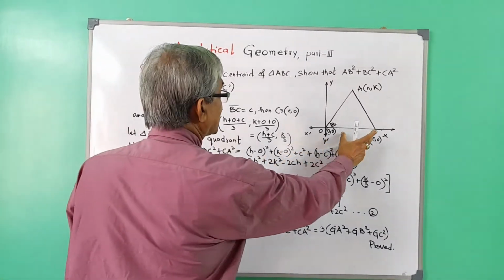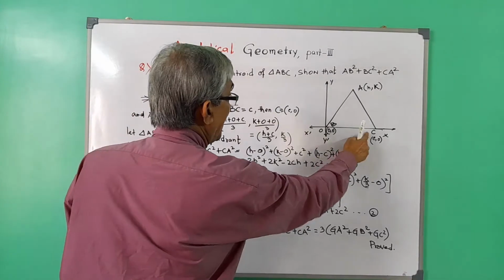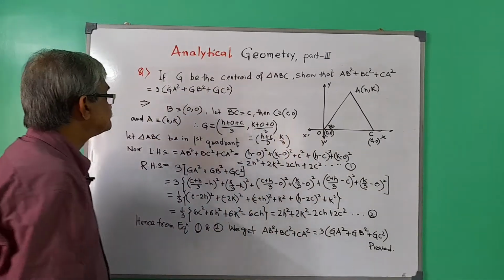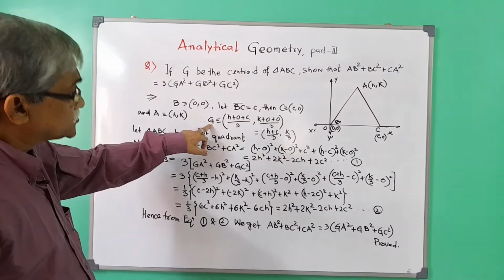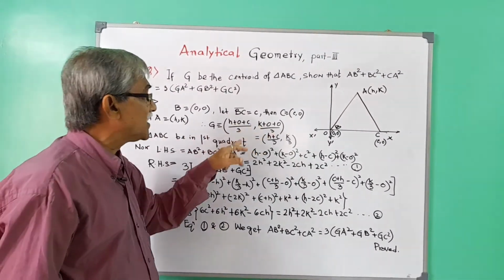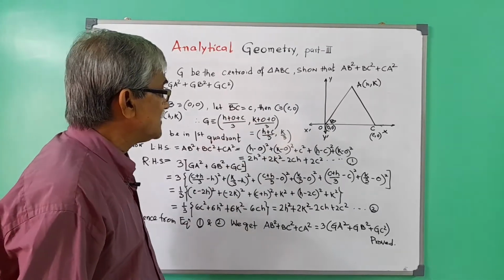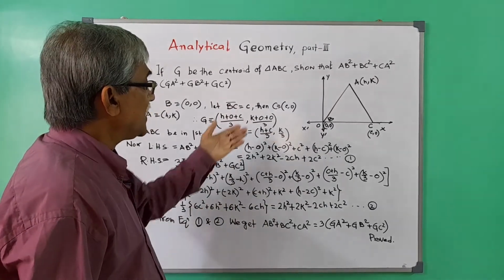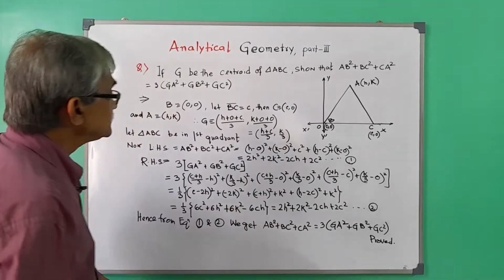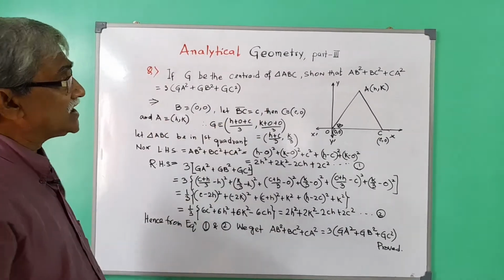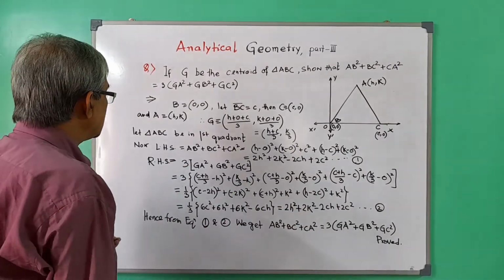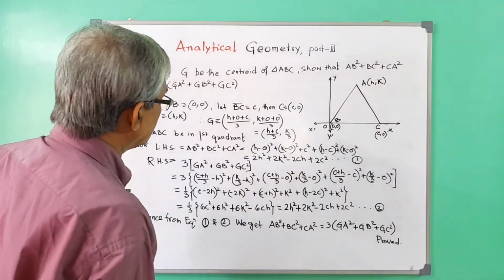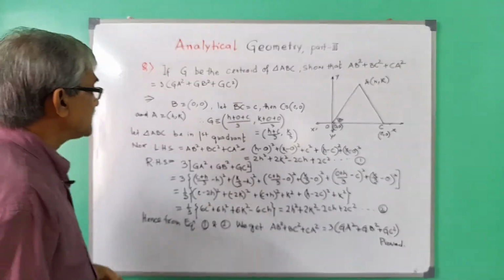And the length BC is c. Therefore, the coordinate of C is on the x-axis, it will be (c, 0), and A is (h, k). Therefore, the centroid G happens to be ((h + 0 + c)/3, (k + 0 + 0)/3), and it goes to ((h + c)/3, k/3). Now let us consider that the triangle ABC is in the first quadrant for the simplicity of our calculation. It is true for any other one, but for the simplicity of our calculation, let us take this to be the first quadrant.